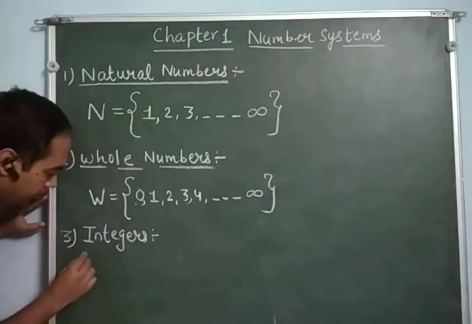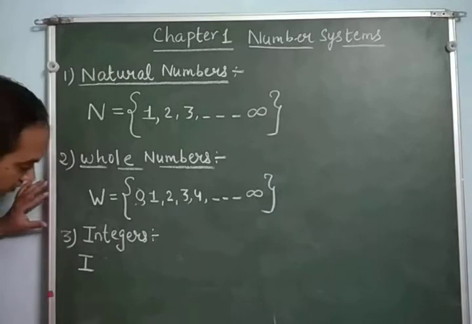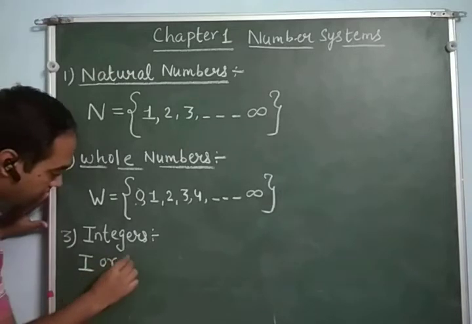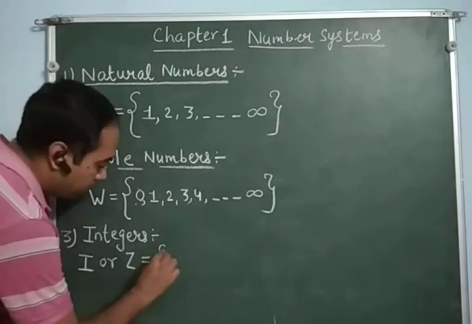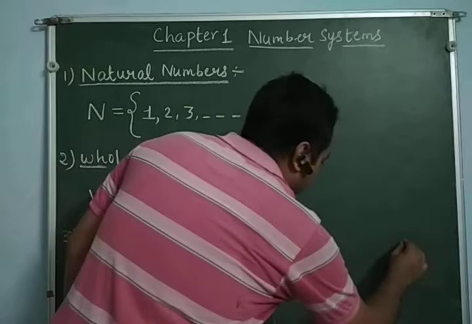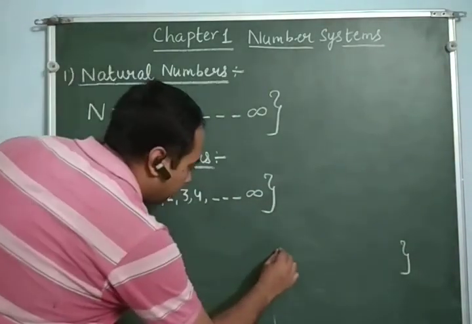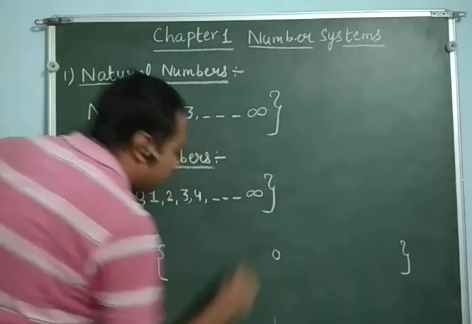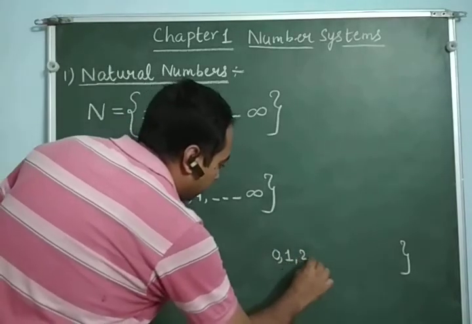We represent integers by capital I or capital Z, and this is equal to, I am putting a brace over here, then in the middle I will put a 0. To the right of 0 I will write all the natural numbers 1, 2, 3.